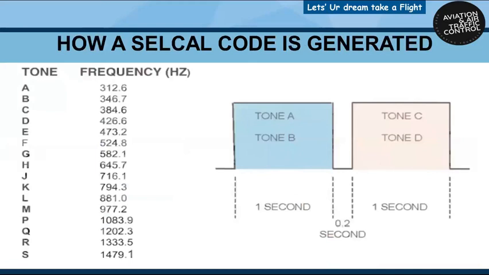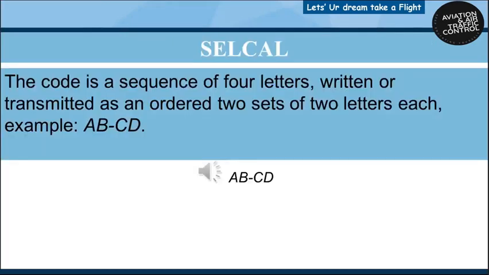To initiate a Selcal transmission, a ground radio operator enters an aircraft Selcal code into a Selcal encoder. The encoder converts the 4-letter code into 4 designated audio tones. The first pair of tones are transmitted simultaneously, lasting about 1 second, then a silence of about 0.2 seconds, followed by the second pair of tones lasting about 1 second.